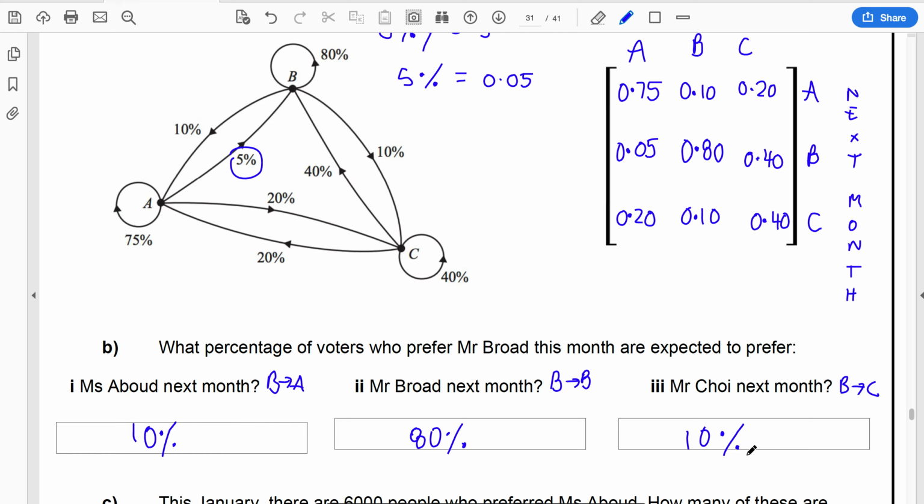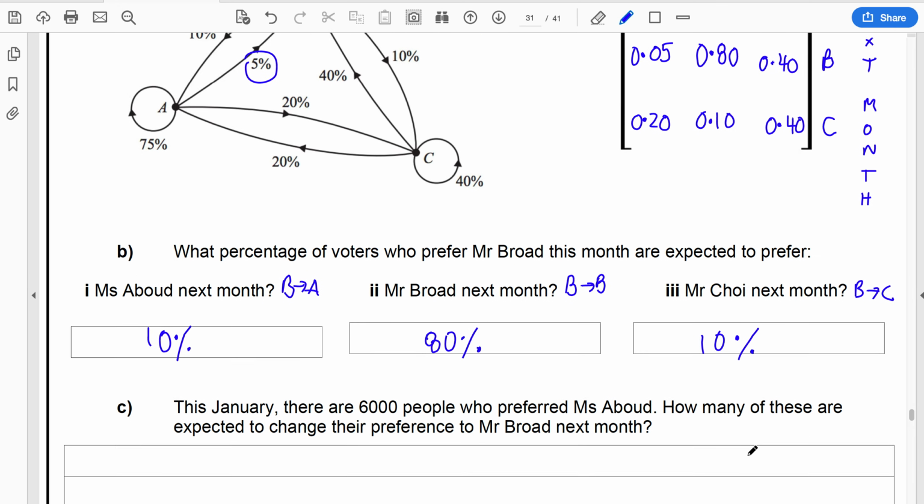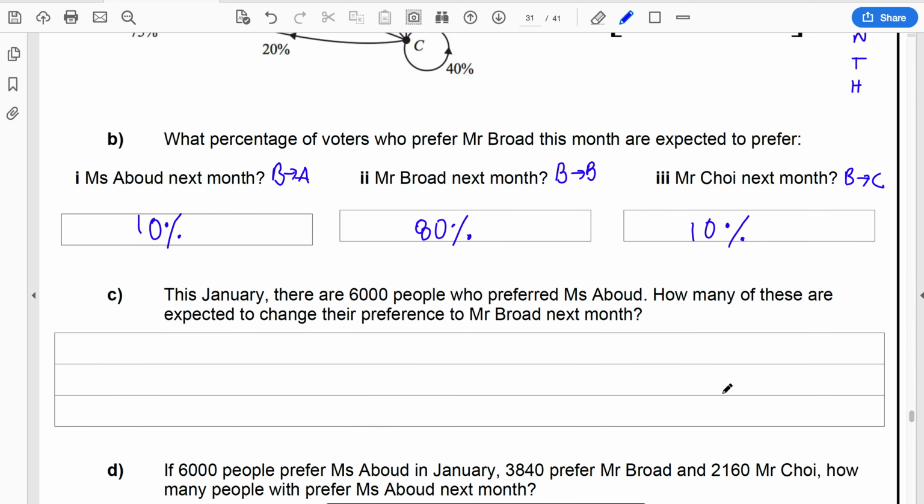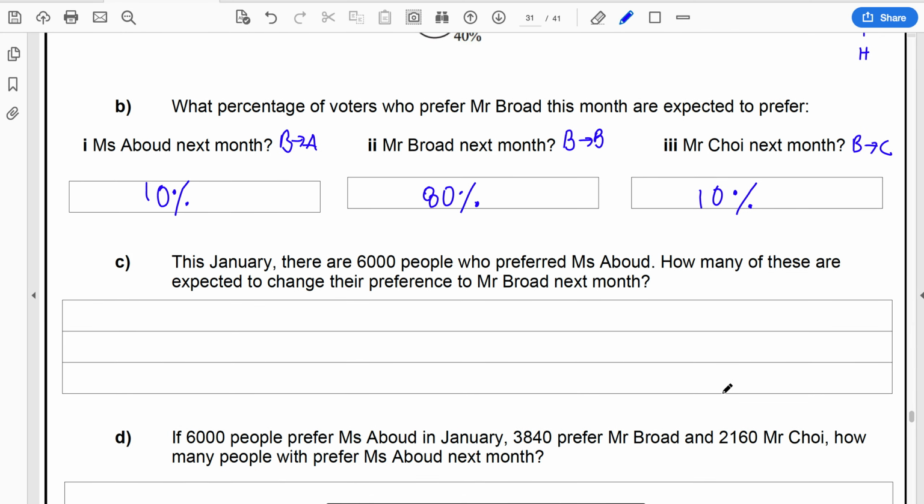Now, what's going to happen is that we're working with percentages, obviously, in the transition matrix. However, we are going to be asked about values. So we're going to be asked to use the percentage with a total value to find how many people, so how many of these, rather than what percentage. So we are told that in January there are 6,000 people who preferred Miss Abood, so A in your matrix. So how many of these are going to change their preference to Mr. Broad? So we're saying how many are going from A to B?